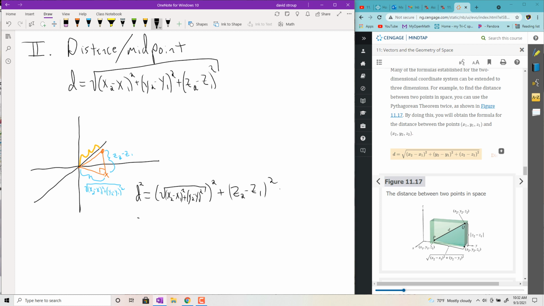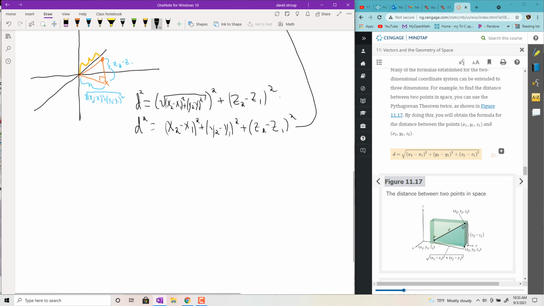So you have d squared equals x2 minus x1 squared plus y2 minus y1 squared plus z2 minus z1 squared. And then if you take the square root on both sides, you get the distance formula we're after. So it's just the Pythagorean theorem on steroids. Let's give you the midpoint formula.